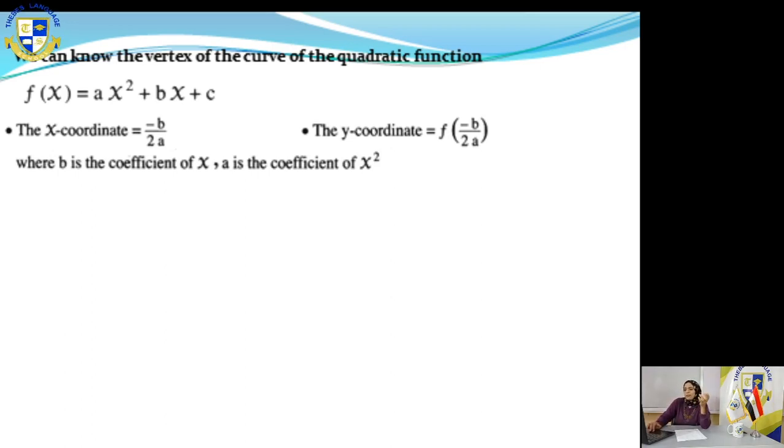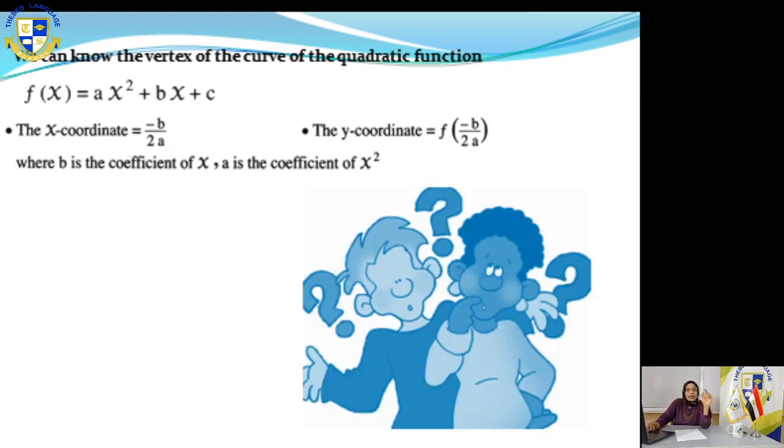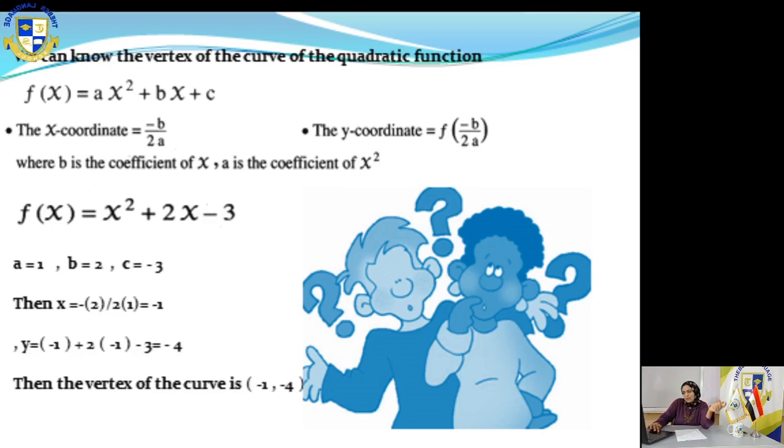We have here an example, for f of x equals x power 2 plus 2x minus 3. a equals 1, the coefficient of x power 2. b equals 2, the coefficient of x. c is negative 3, the constant number in the polynomial. Then we calculate the value of x, which is negative 1. Then we find the image of negative 1 to get negative 4, and this ordered pair (-1, -4) is the vertex of the curve. That's all, and thank you.